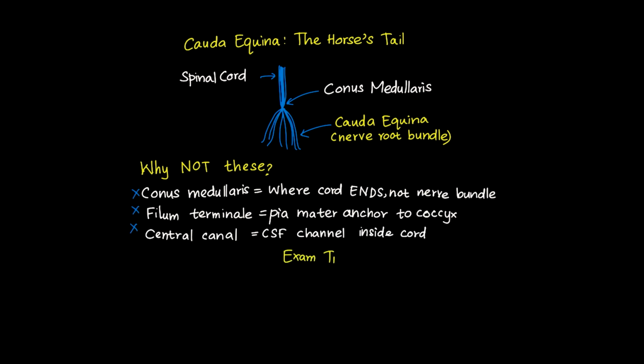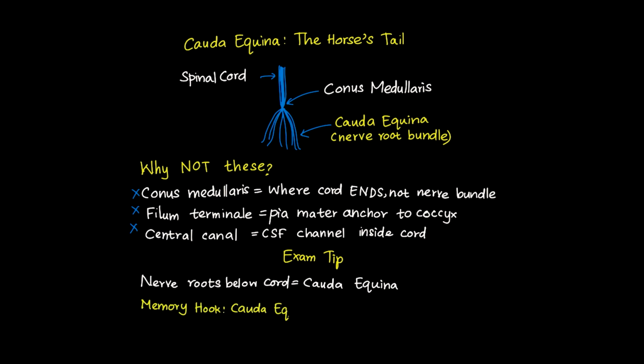Here's a WGU D312 OA exam tip for you. Nerve roots dangling below the end of the spinal cord equals cauda equina. If a question mentions lumbar puncture below the cord termination, think cauda equina, quick hook. Cauda equina equals horsetail equals nerve roots hanging below the cord.